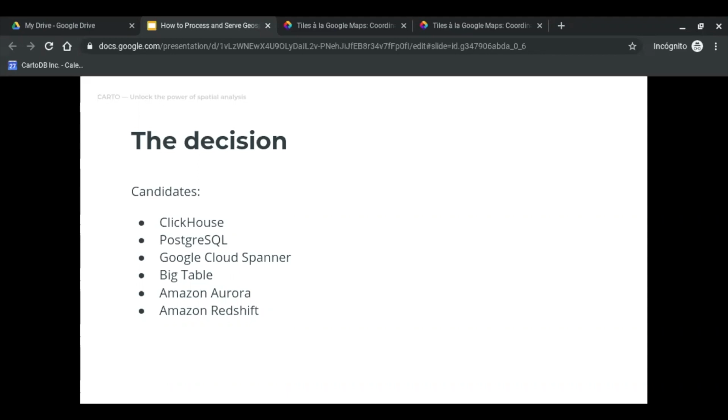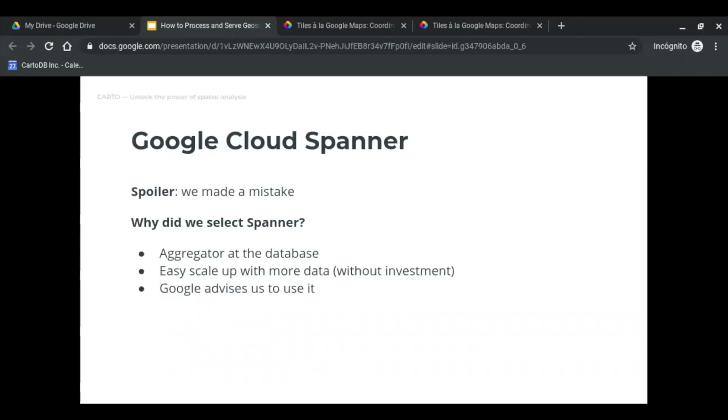And the other solutions were Google Cloud Spanner and BigTable, because Amazon Aurora and Redshift, for us, is like, with Amazon we don't have a contract, and that is going to be an expensive product if we are going to include a lot of data sets. So we finally decided to go with Cloud Spanner. And a spoiler, we made a mistake. We failed, we totally failed there.